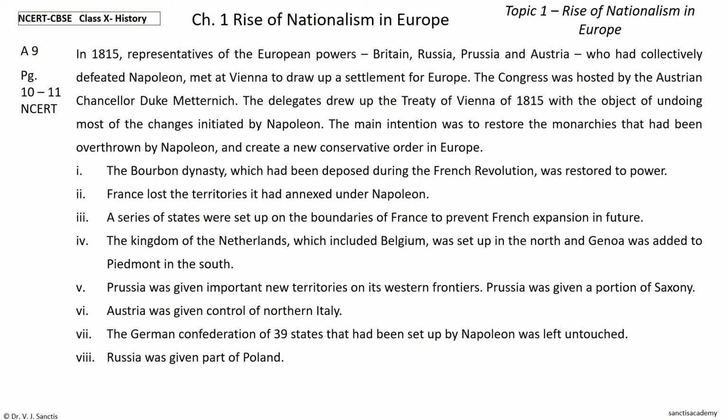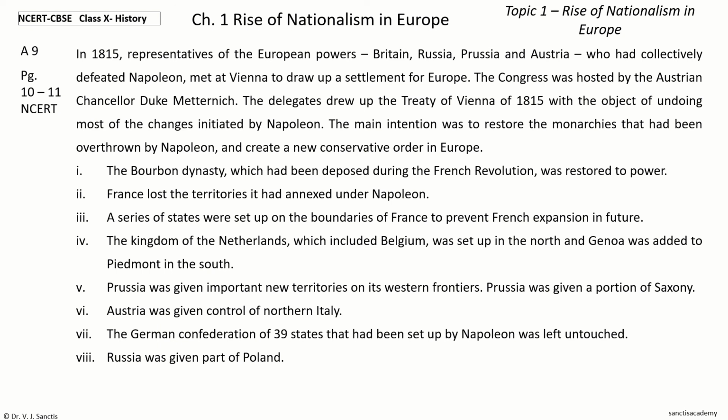Austria was given control of northern Italy. The German Confederation of 39 states that had been set up by Napoleon was left untouched. That means German states remain as they are. And Russia was given part of Poland. So you have to give any 6 points and each point covers half mark, total being 3 marks.